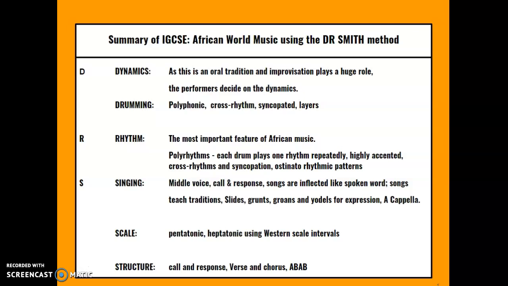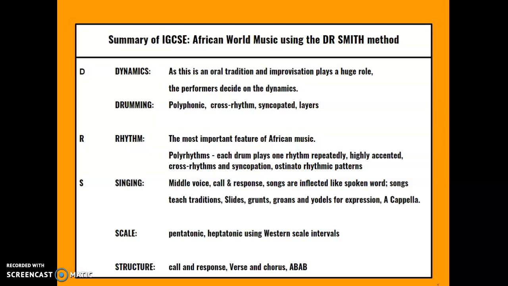Each drum plays one rhythm repeatedly, and it's accented. We have cross rhythms, syncopation. You know the meaning of the word syncopation, the offbeat. And I have ostinato rhythm patterns. Ostinato, the pattern is repeated over and over.